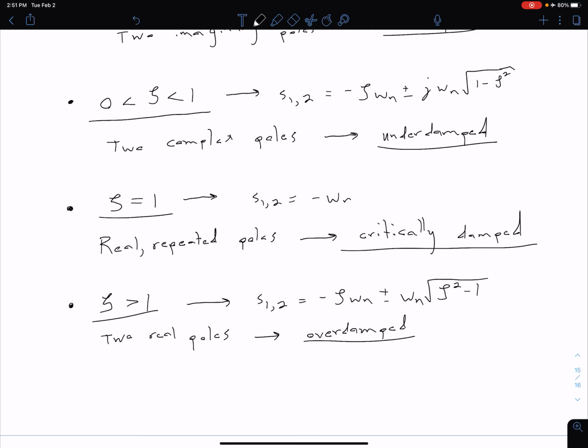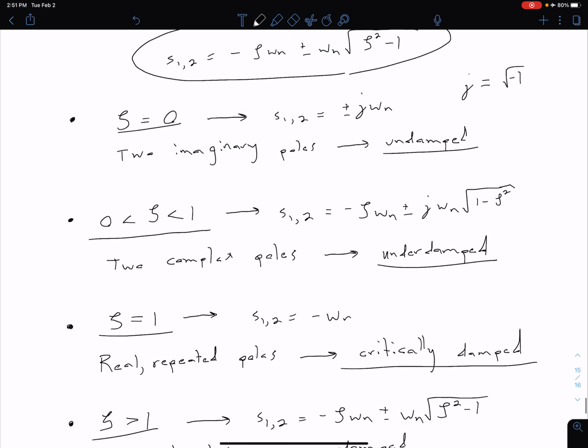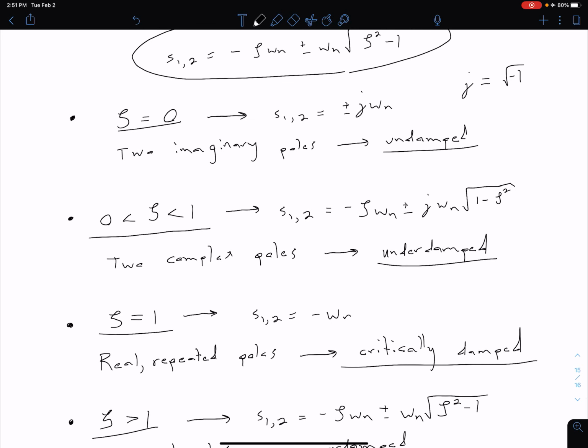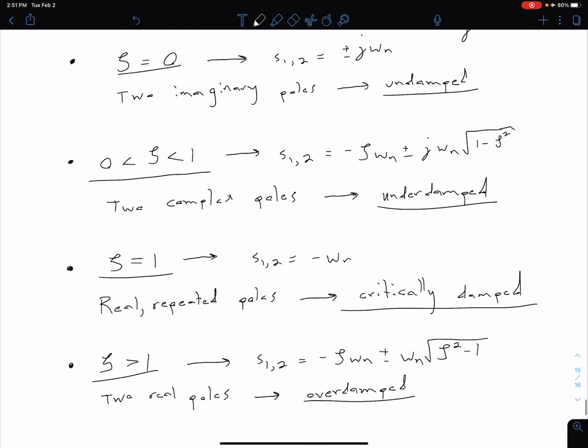We can see that that's pretty cool, because just by knowing the value of our damping ratio zeta, we know what type of response to expect: undamped, underdamped, critically damped, or overdamped. That's certainly easier than having to explicitly find our poles and then from there determine what type of response we're going to have.